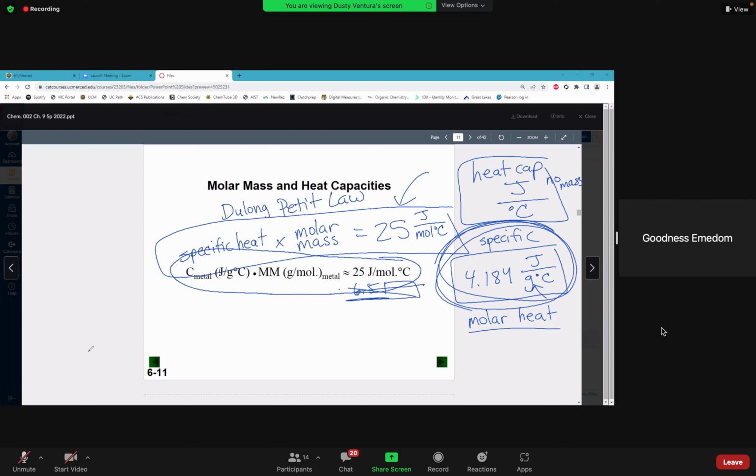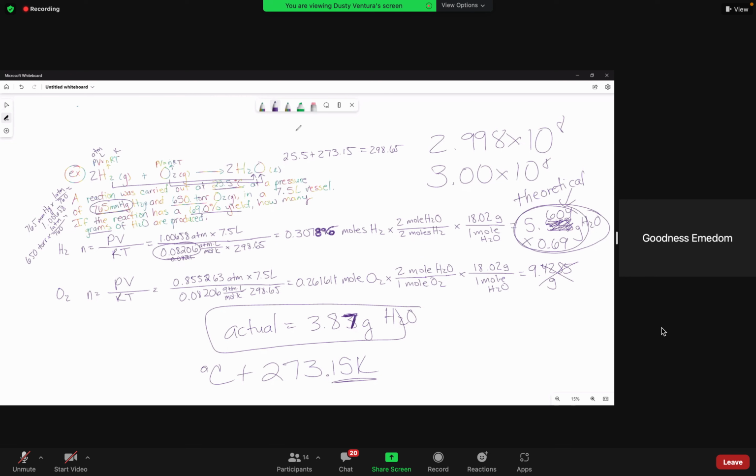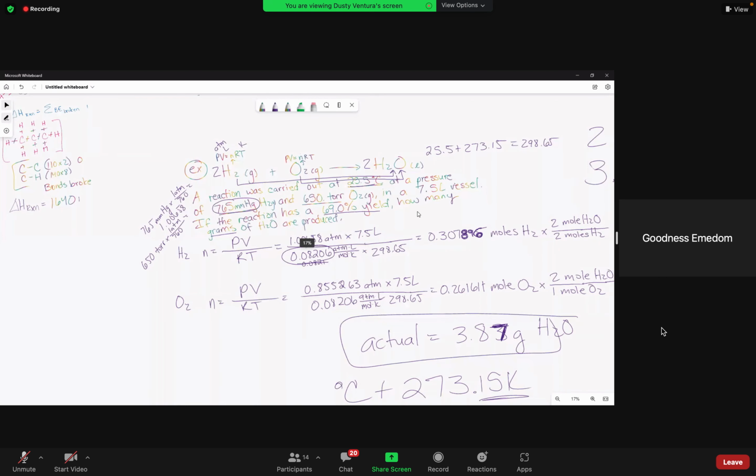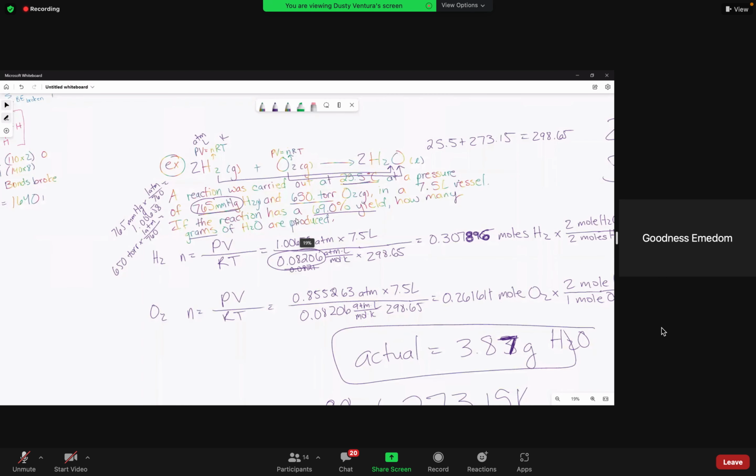So for a gas phase reaction, given the temperature and two gas products, can we determine how much product is being made with the percent yield? Is that what that was? Yes, this one. Let me look at it again. Hold on.